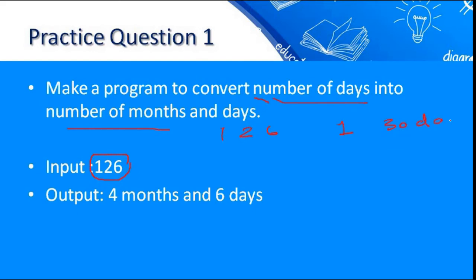Okay. So what we can do is divide 126 by 30. So we'll get 120 and 6. In this you can see that the quotient is equal to 4, which gives us 4 months, and the remainder is 6 days. So we can get the 6 days output as the remainder, and we know that there are two operators, division and mod operator, that we can use for finding out the quotient and remainder. So that's all. Now let us code this problem.